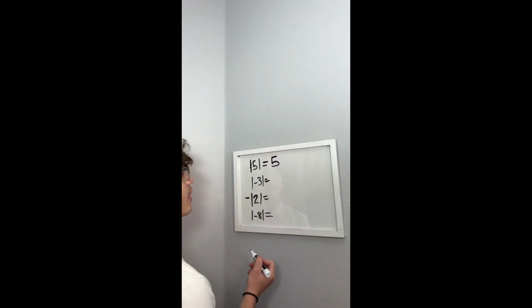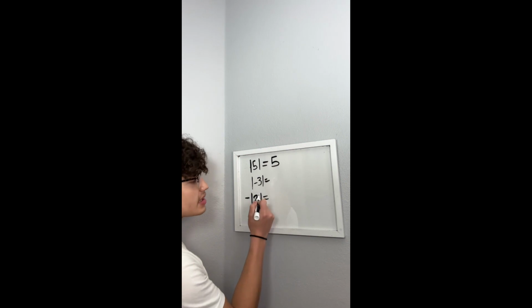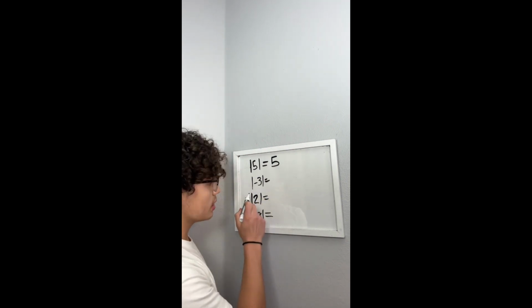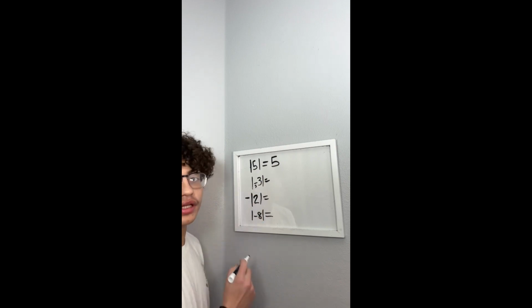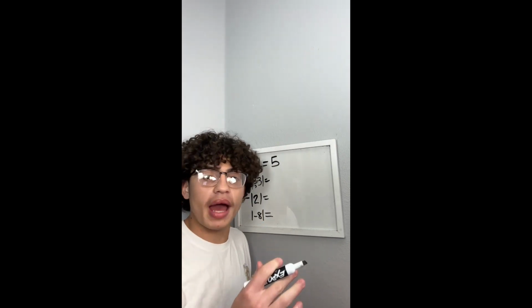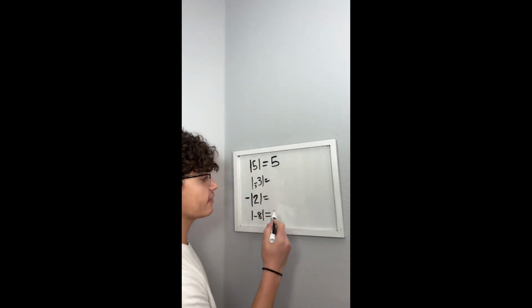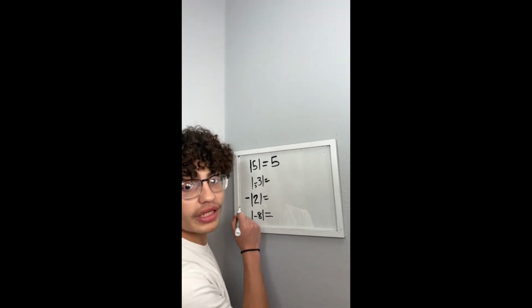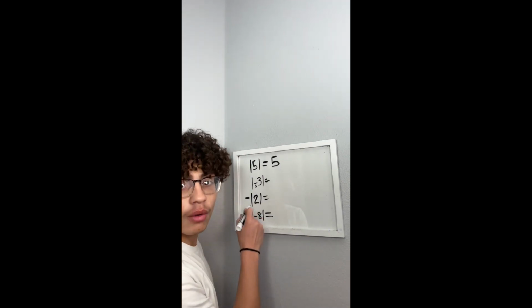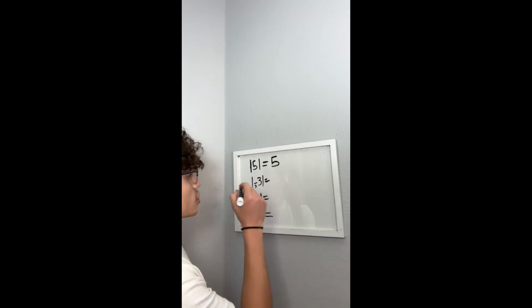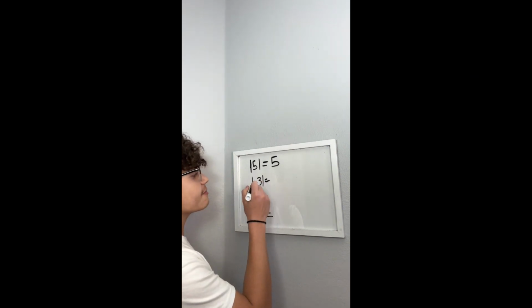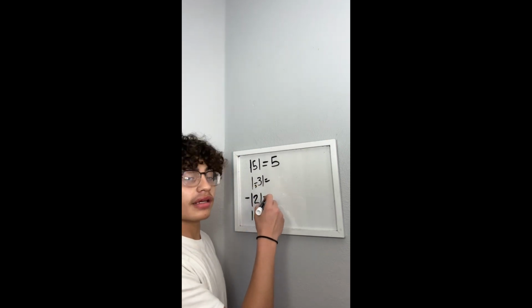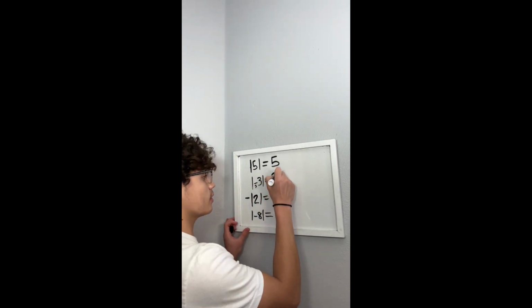Now, remember how I said absolute value is always positive? The negative sign right there, it doesn't matter. Absolute value can never be negative unless, when we come down to this problem right here, I will show you. So, since absolute value is always going to be the same number and will always be positive, it's just 3.